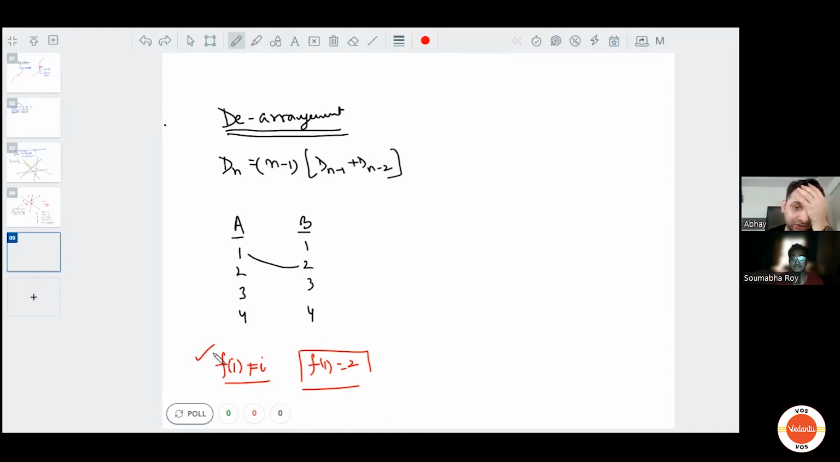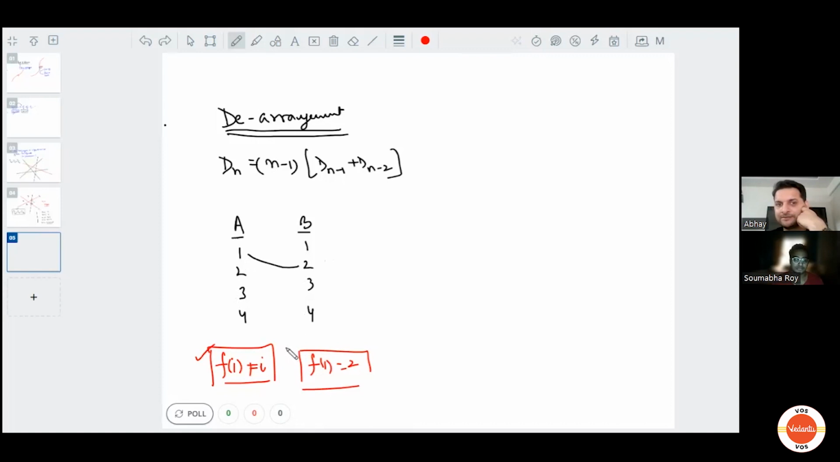If f of i should not be equal to i, then it is basically derangement of 4 objects only. But I'm fixing the first object. The first object is anyway not going to go to 1, but I'm fixing the place for first, that f of 1 is 2. So it will be derangement of 3? No, no, so sorry.